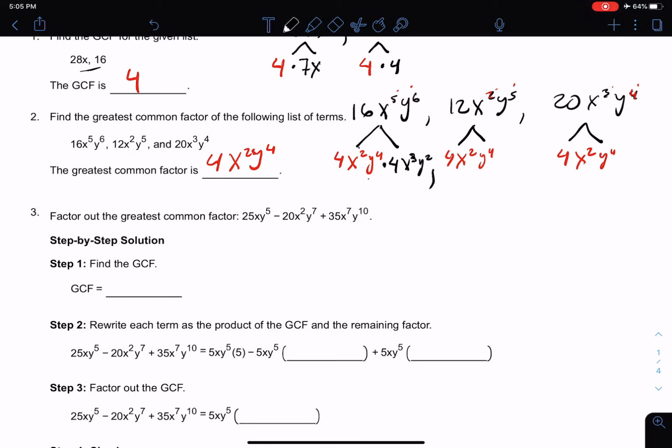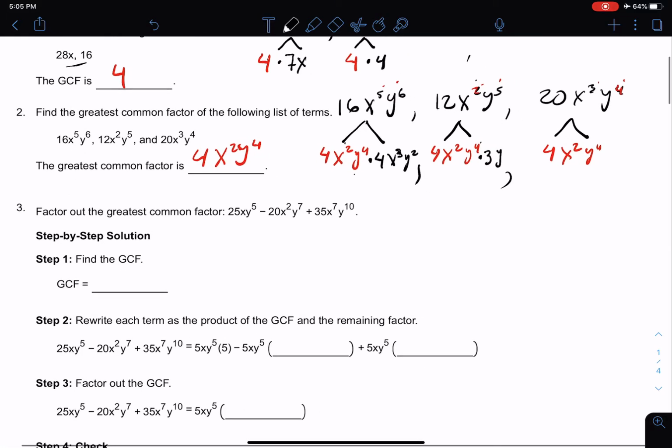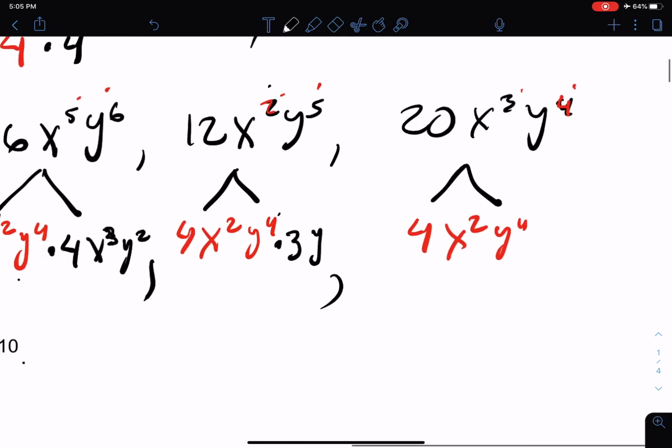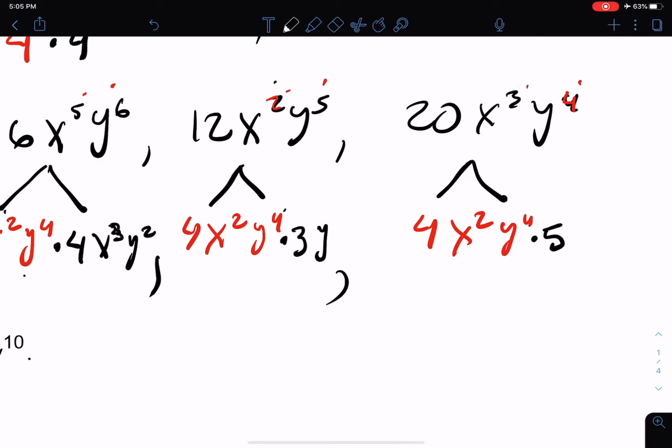How about this second term here? Well, 4 times 3 would give us 12. x squared is already x squared. For y to the 4th, we need one more y to make y to the 5th. And how about the remaining last term? I'm going to zoom in here because of space. 4 times 5 would actually give us 20. For x to the 2nd, we need another x to make x to the 3rd. And y to the 4th is already there.